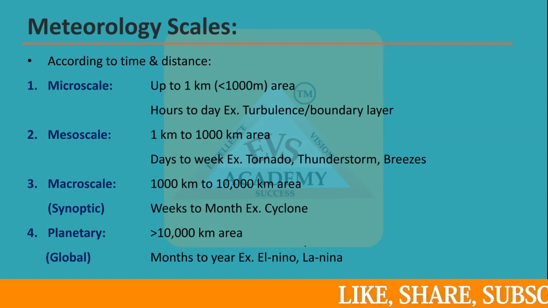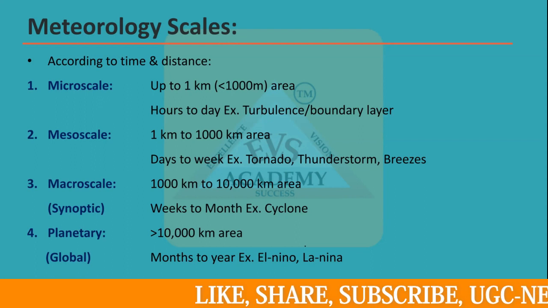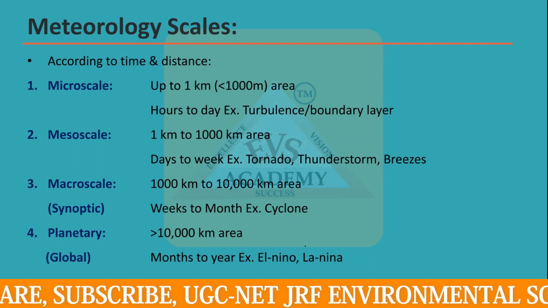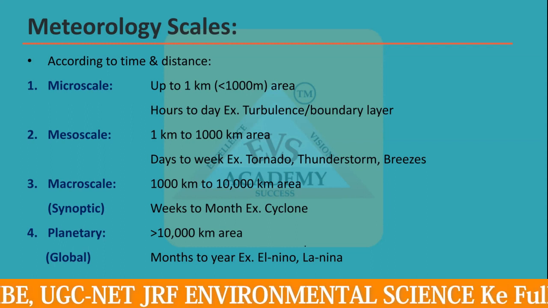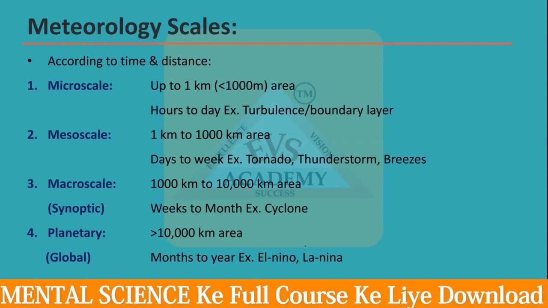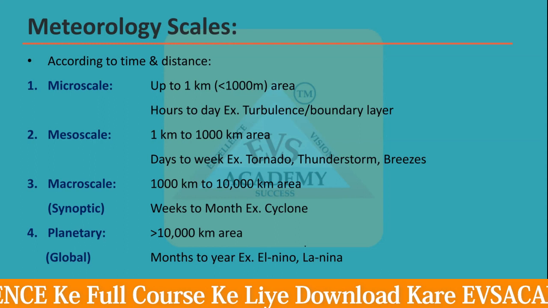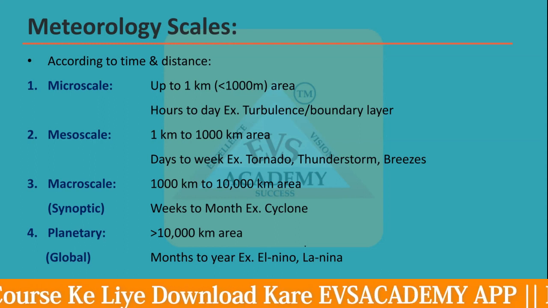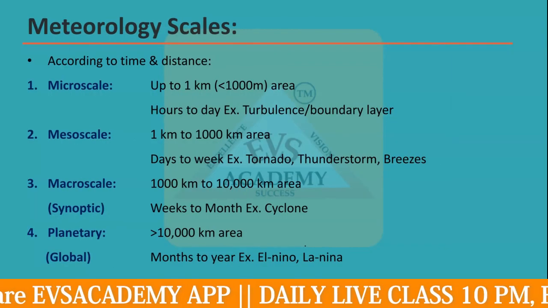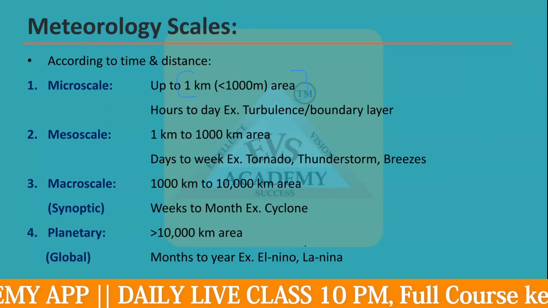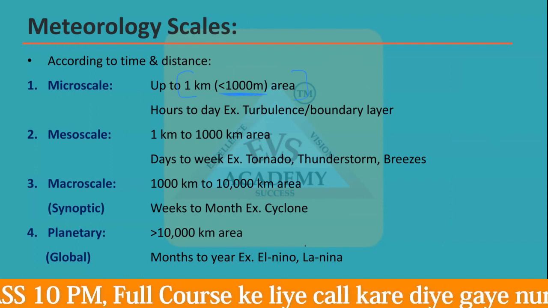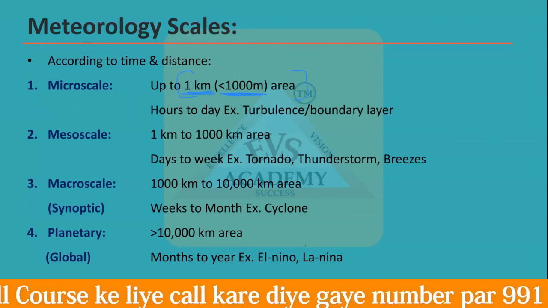Here you can see there are a total of 4 scales. One is the micro scale, then the meso scale, then the macro scale, and after that the planetary scale. The micro scale is the smallest phenomenon, and the planetary scale is the largest. In the micro scale, first according to distance, if the phenomenon is taking place below 100 meters, or up to 1 kilometer, 1000 meters or 1 kilometer, both are equal.